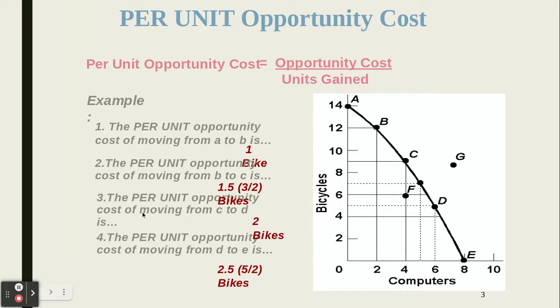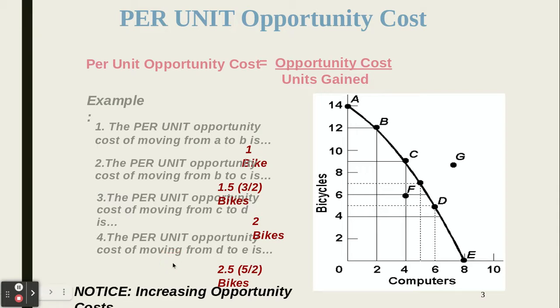Okay, we see from point C to D, we go from 9 to 5, so 4, over, and we gained 2 more computers, so that would be 4/2, which is 2. And then the last one, D to E, we went from 5 all the way to 0 bicycles, so that's 5 over 2. So 2.5 bicycles. So notice the per unit cost is increasing each time.